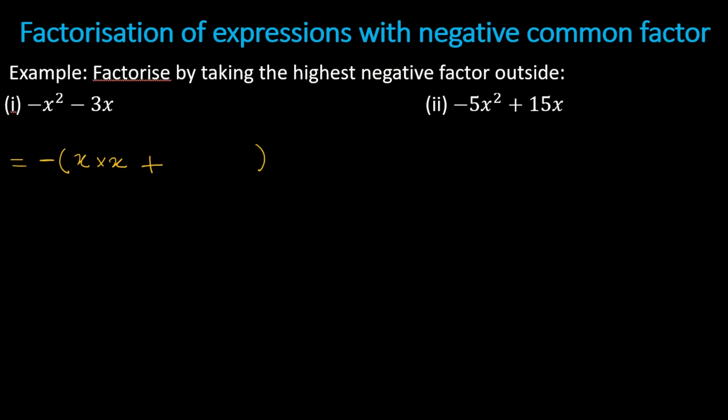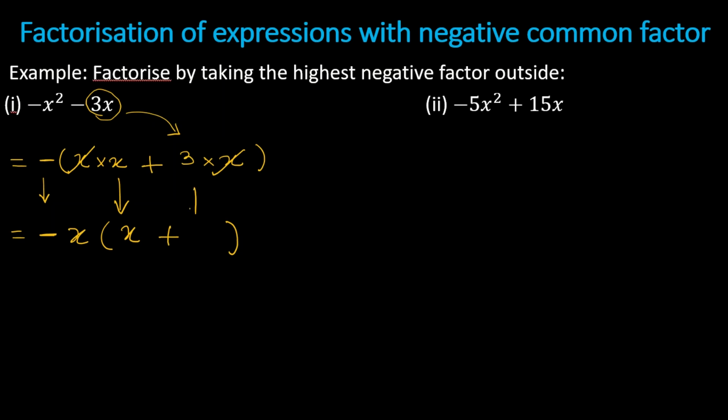And what is the last term? It is 3x. 3x, you already know it is 3 times x. We continue. The negative sign remains outside. Now we have to take out the common factor, which is x. x is common. Then what are we going to be left with? Simply x plus 3.